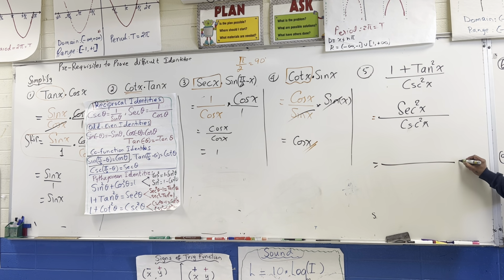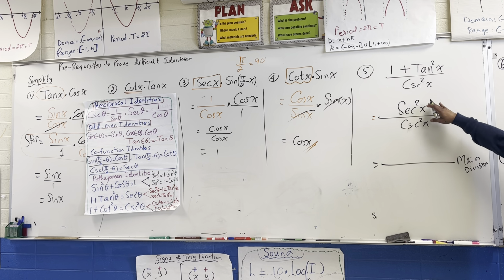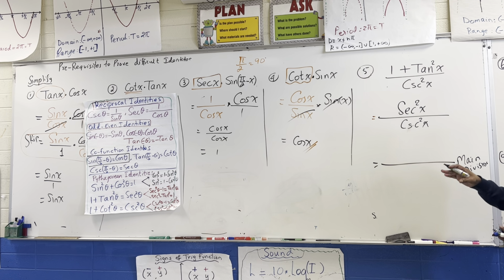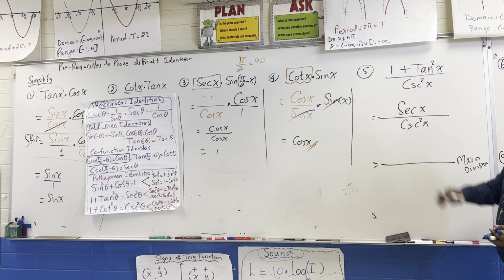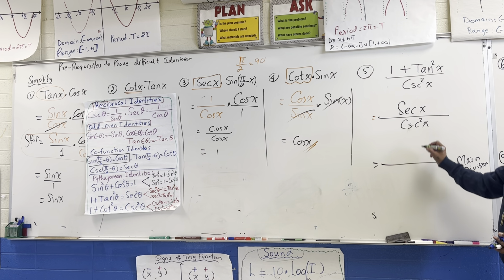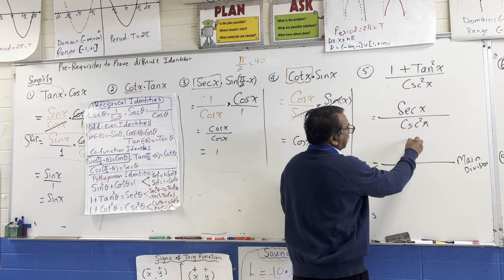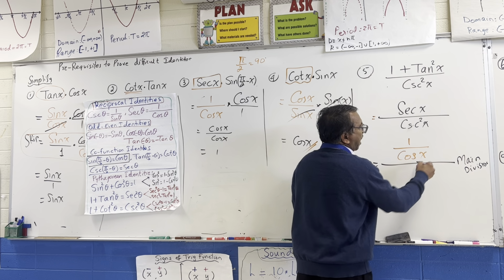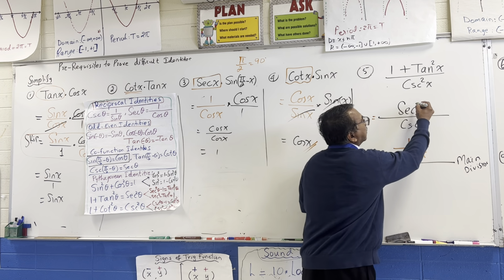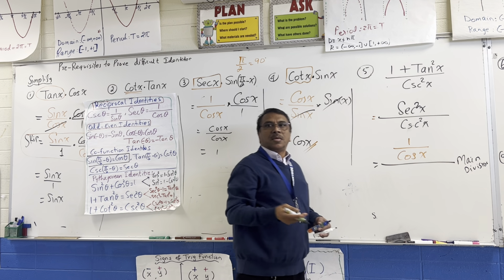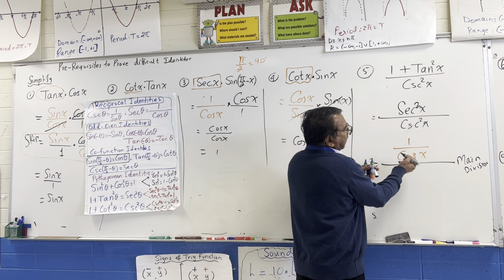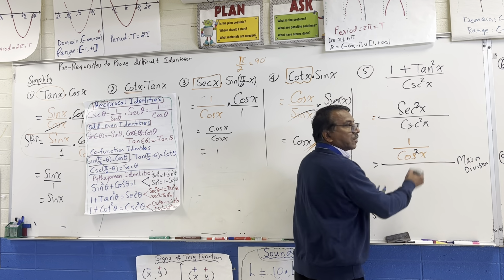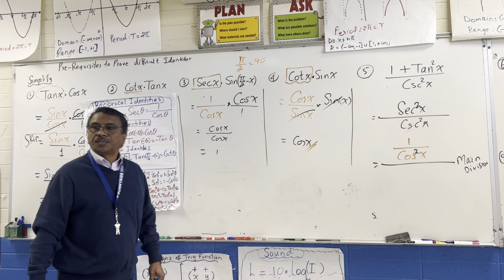This is the main division line, but then each one will be a separate fraction, right? First of all, what is secant? If the square wasn't there, what would you write? 1 over cosine, right? But there was a 2, like secant multiplied by itself twice. So you have to put a 2 on the cosine. So far so good?